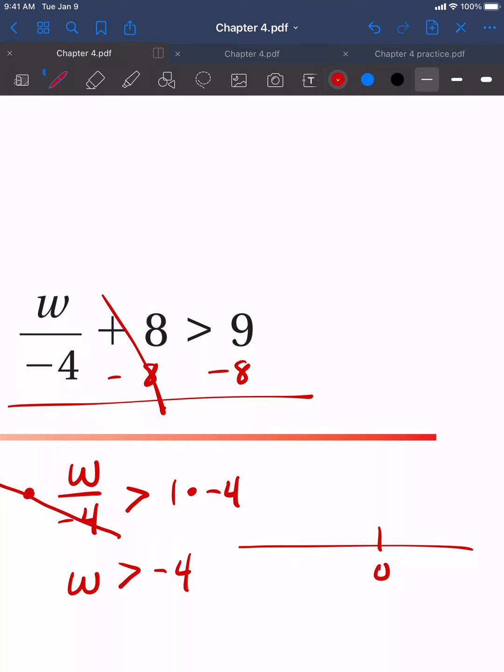Is that super easy to graph? Go to negative 4. Open circle or closed circle? W is bigger. That away. Good job, kids.